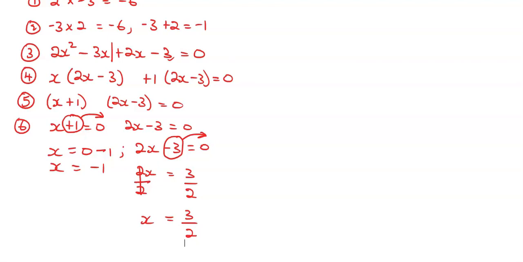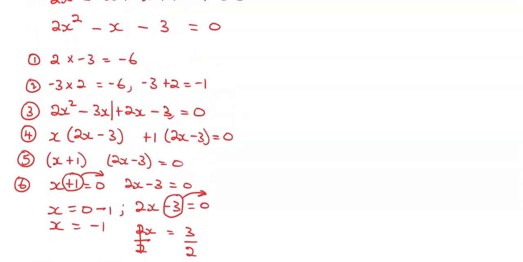So far we have our values of x. So x is equal to -1 and x is equal to 3 over 2, or 1.5. Okay, so our next step, guys, is to get the y values. How are we going to get the y values?